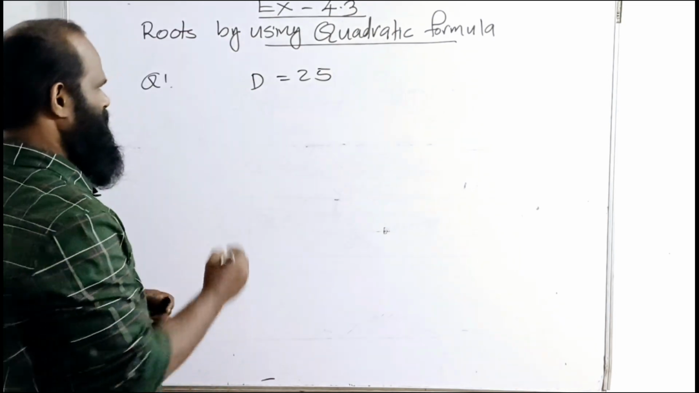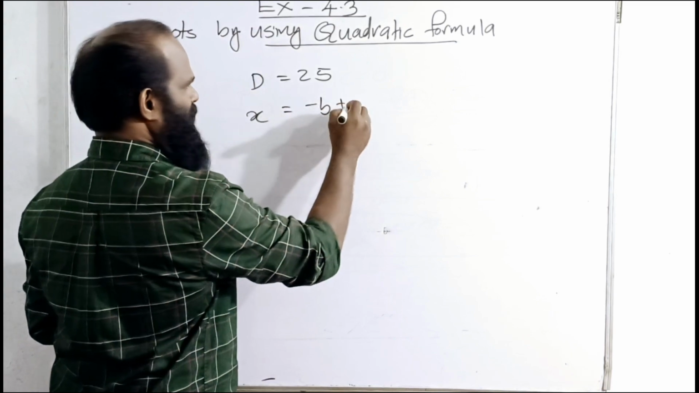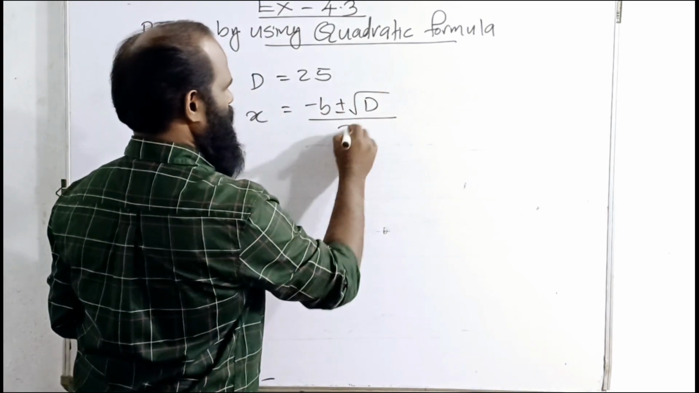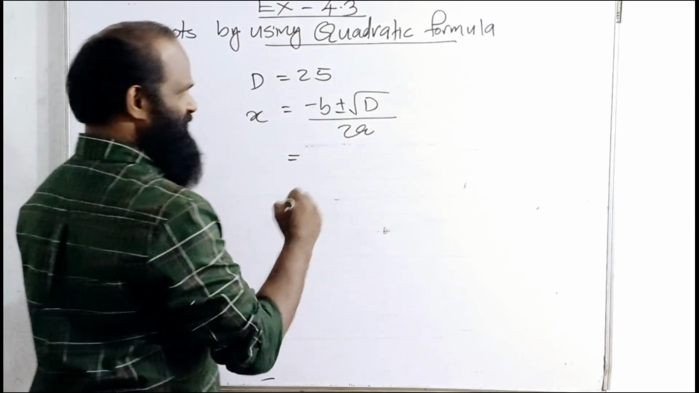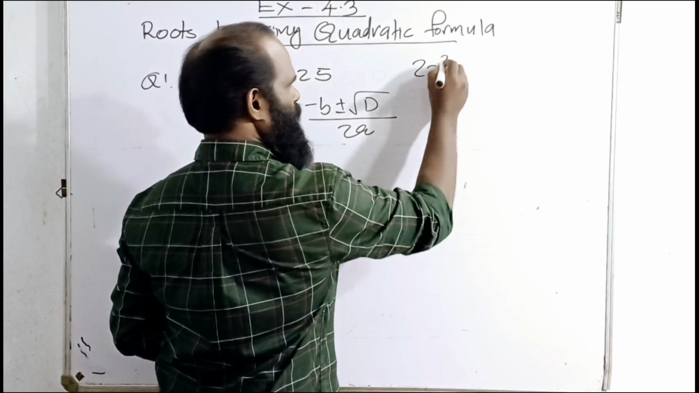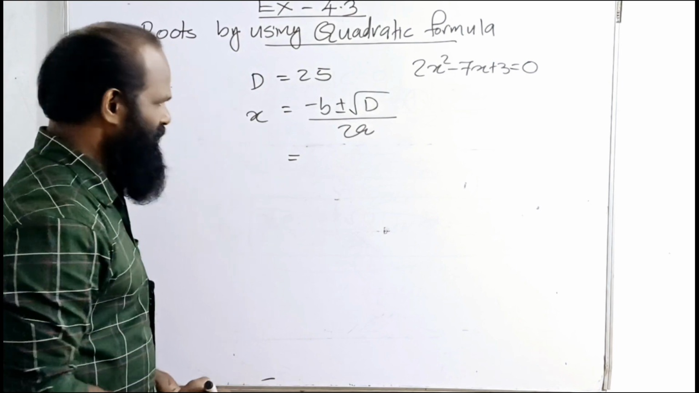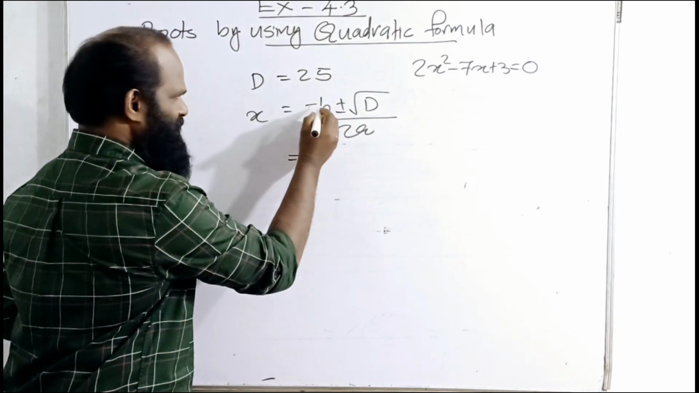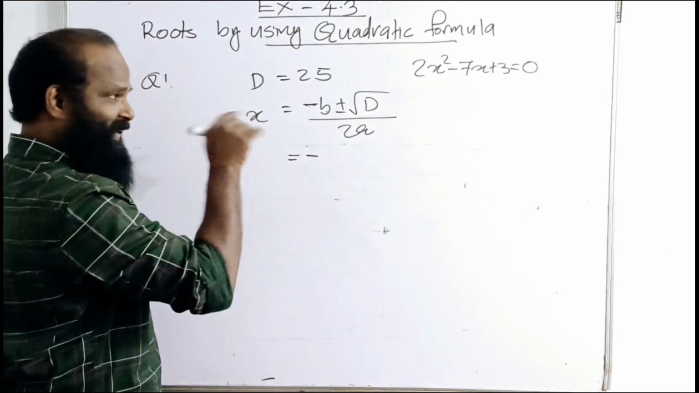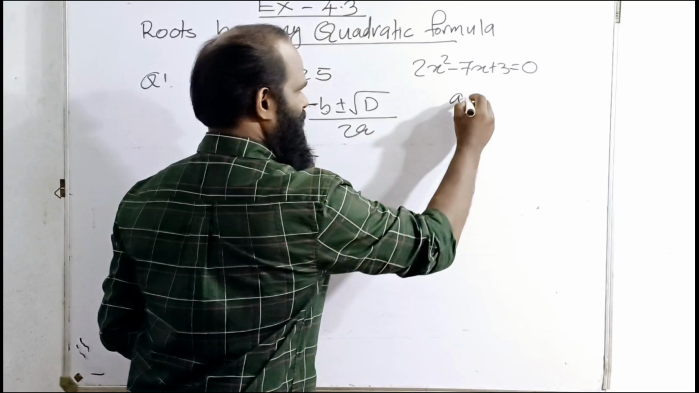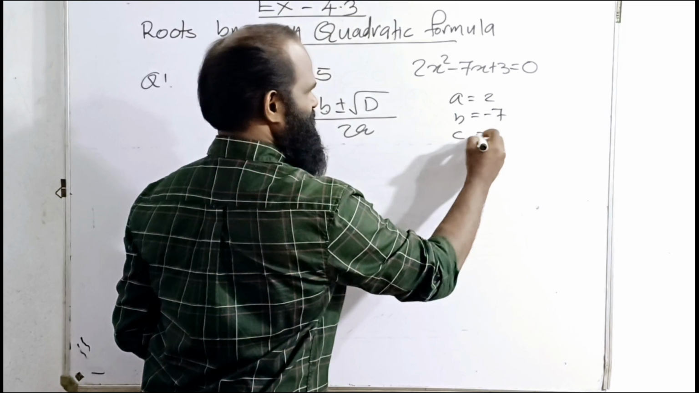Now let us write. Therefore, x is equal to, by the formula, minus b plus or minus root D by 2a. Substitute the values. Let me write the equation here: 2x square minus 7x plus 3 is equal to 0. And now let me write minus b. This is the sign in the formula. We had identified a, b, and c before. Let me write once again: a is equal to 2, b is equal to -7, c is equal to 3.